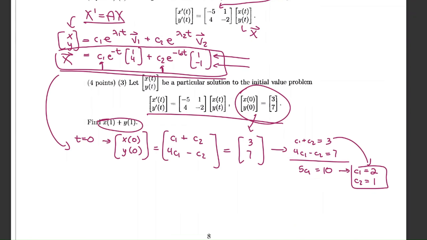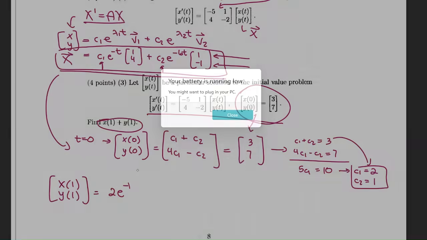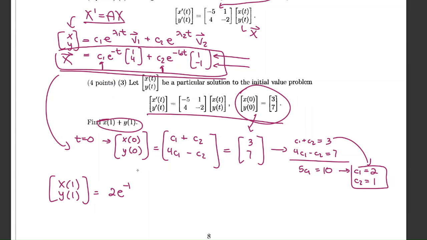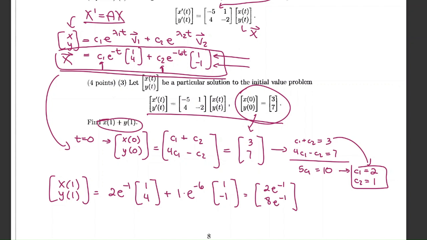So now I want to find x1 plus y1. Our x is x1, y1, which equals c1, which is 2, times e to the negative t times 1, 4, plus c2, which is 1, times e to the negative 6t times 1, negative 1. This will give us 2 times e to the negative t, 8 e to the negative t, plus e to the negative 6t, minus e to the negative 6t.